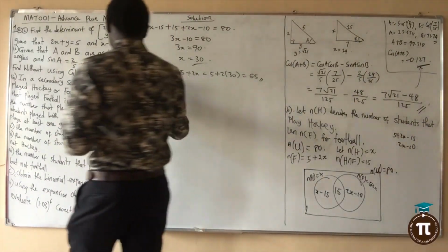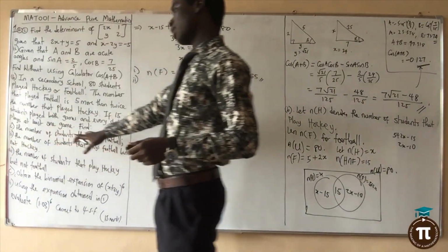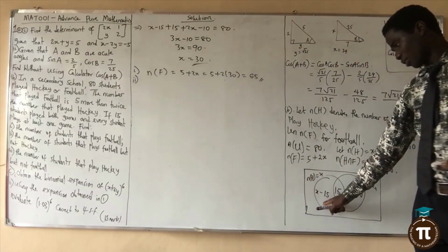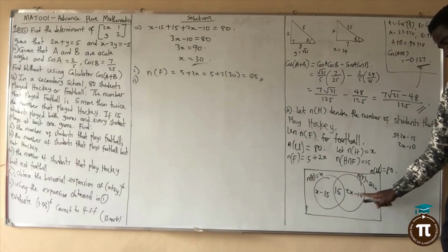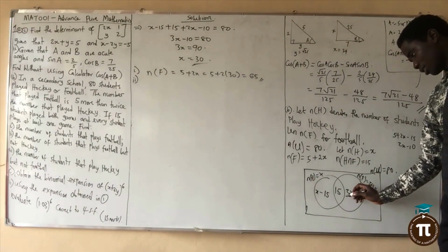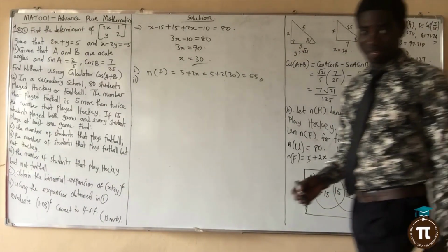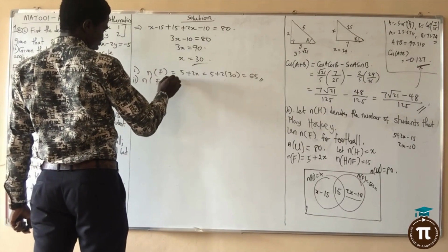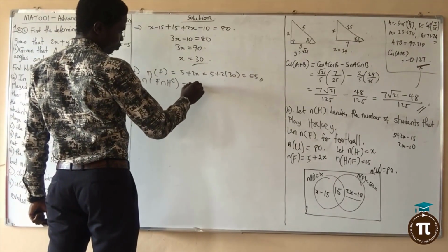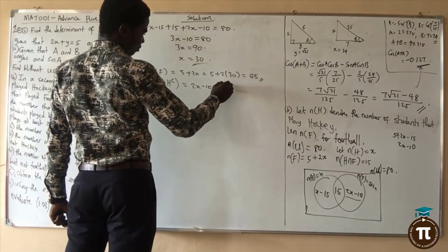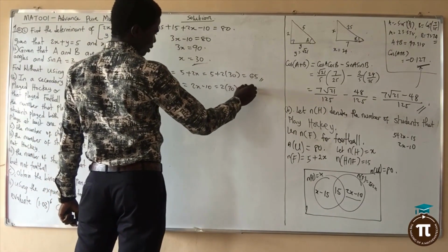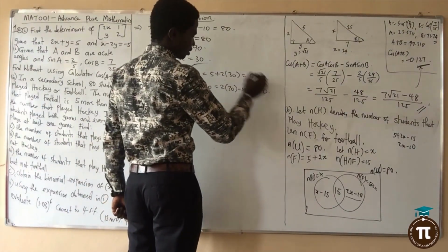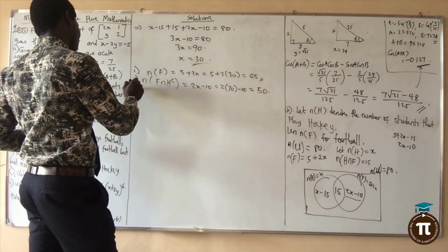And the second one, the number of students that play football but not hockey. That's this one. This is the answer we have here, 2x minus 10. So the number of students that play football but not hockey is 2x minus 10, that is 2 times 30 minus 10. 2 times 30 is 60. 60 minus 10 gives me 50. So that is the answer. The third one.